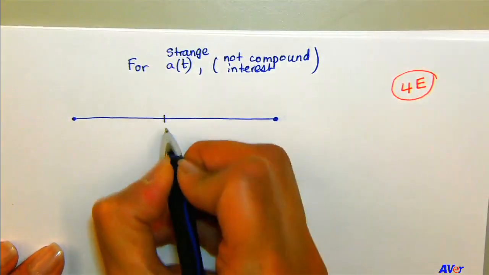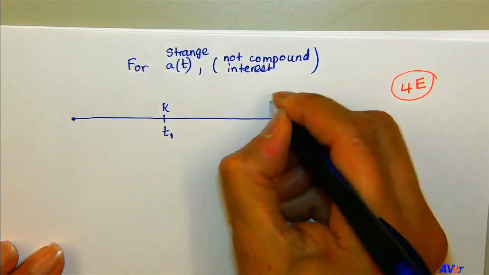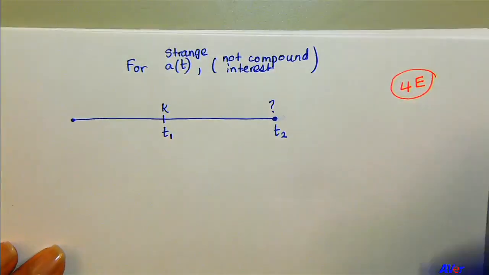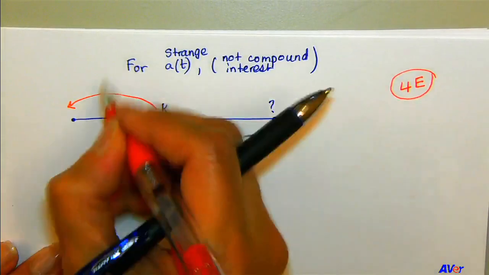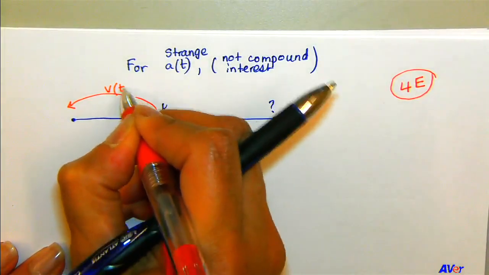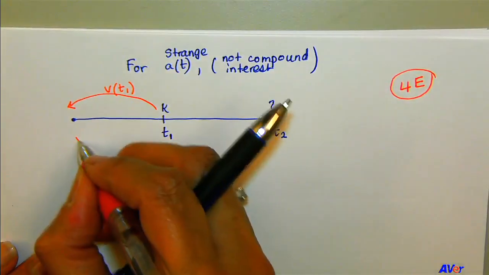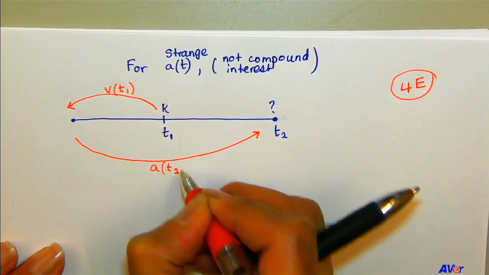If I had k at time t1 and I wanted to find what the value was at time t2, I would first have to go like this. Multiply here by v of t1. This is the discount factor that brings me back to 0. And then grow this thing again, a of t2. Agree?